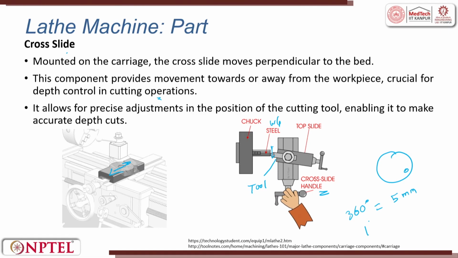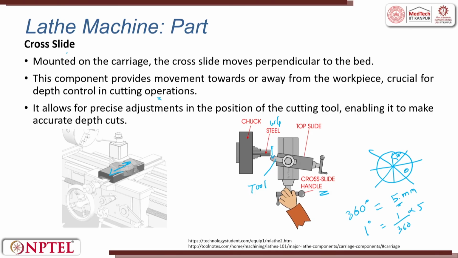So, now you can try to figure out for 1 degree what will be the advancement. It will be 1 by 360 into 5 for 1 degree. So, now this handle is divided into several segments. So, this is 30 degrees. If I want to do for 30 degrees, I will multiply it by 30, and now I can divide the 5 millimeter into several small things. For example, one rotation is 5 millimeter, half the rotation is 2.5 millimeter, quarter of it is going to be 1.25 millimeter.